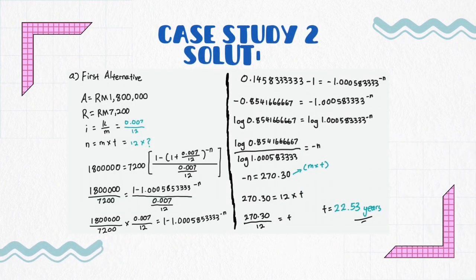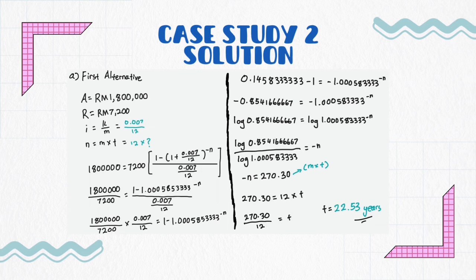Based on question A, Datin Zulaika should choose either one option. The first option is that she will receive 1.8 million ringgit as a gratuity and invest the entire amount in an account that pays 0.7% interest, compounded monthly. And by that, she will receive 7,200 ringgit every month until the account is exhausted.